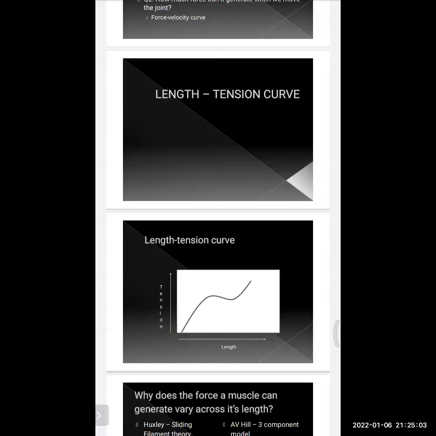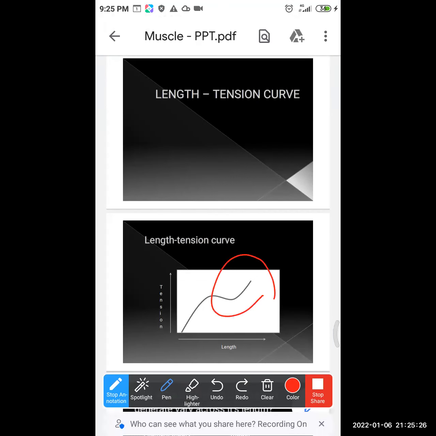Now our model of the sliding filament, that is actin overlapping on the myosin, becomes very inadequate. It is not capable of explaining the curve. So why is this happening? What is the reason for this additional region, this particular region? Why is it like this? It needs to be understood.